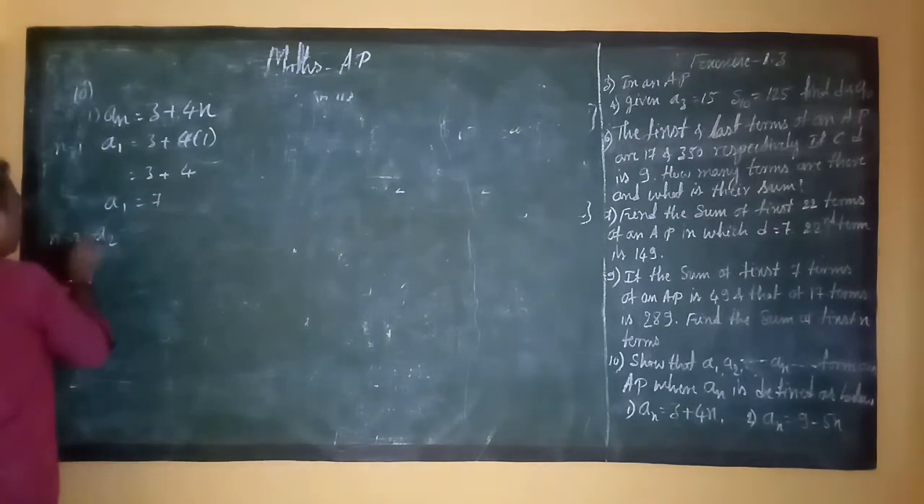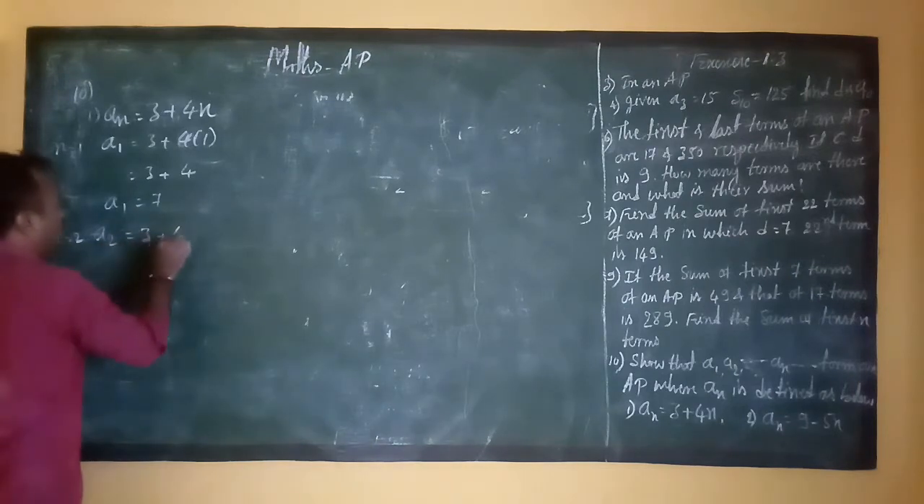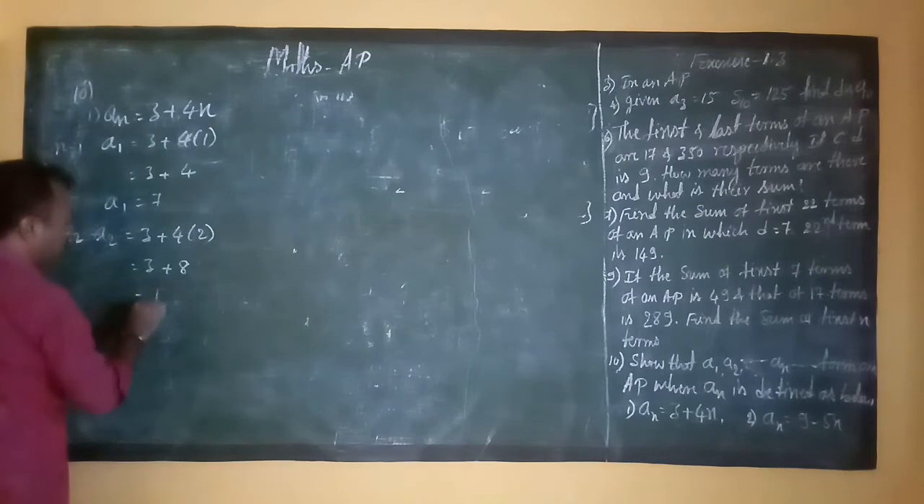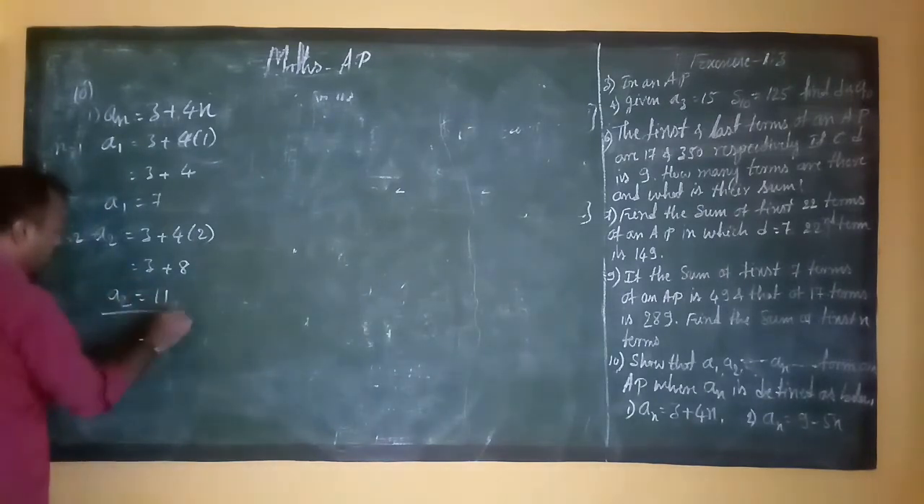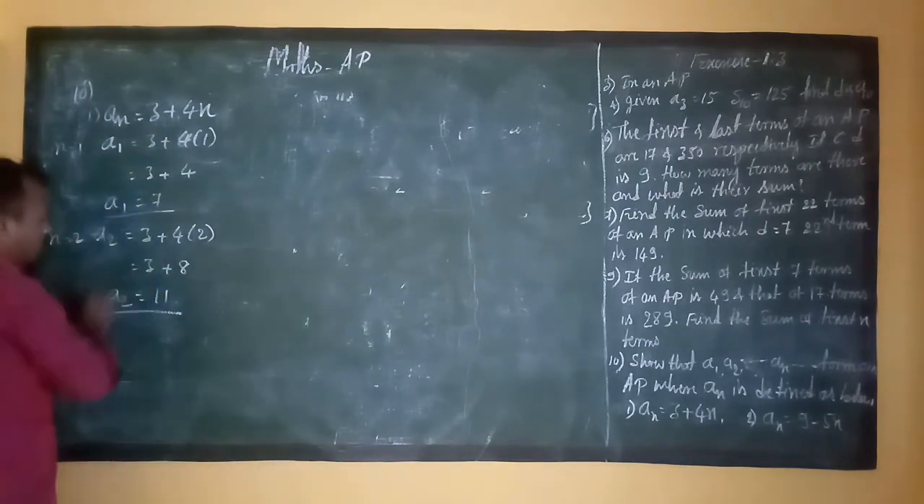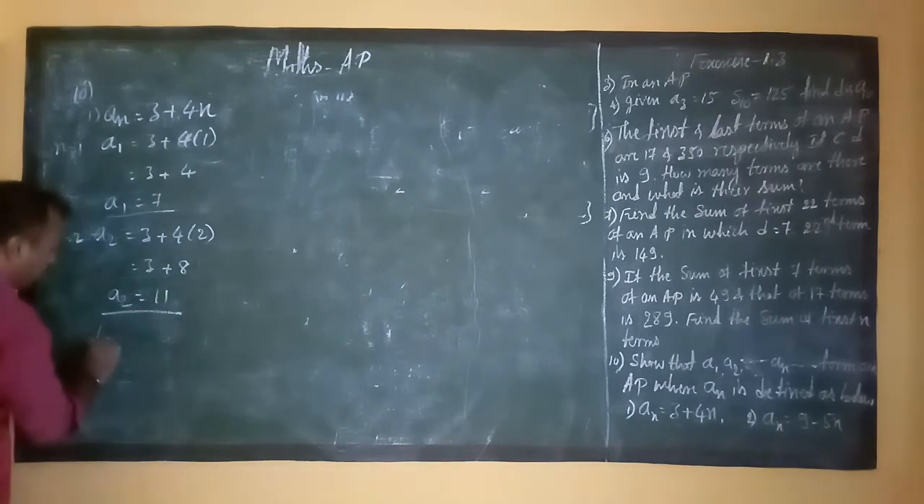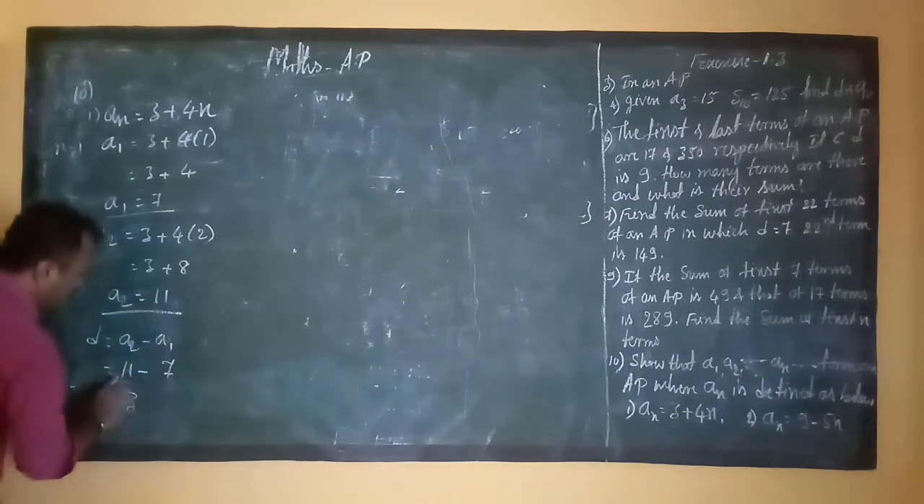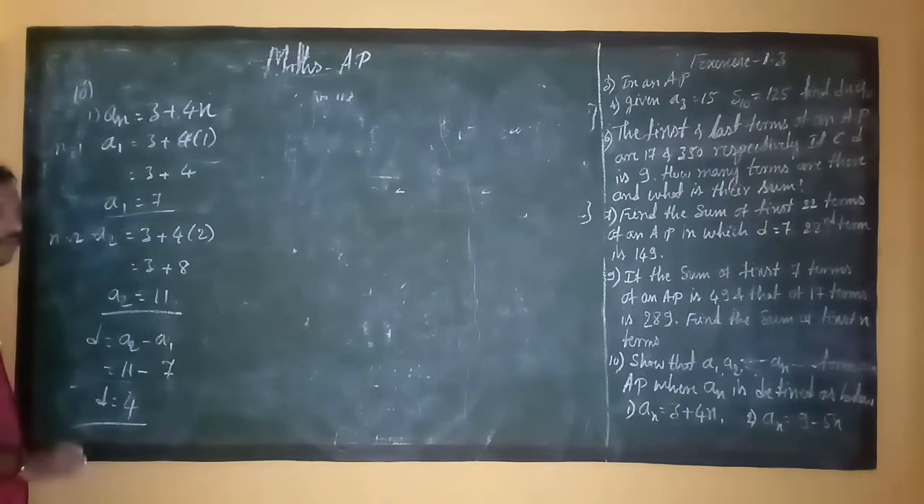Like that A2, that means n is equal to 2. So 3 plus 4 into 2, 4 twos are 8, 8 plus 3 is 11. That is A2. A1 is equal to 7, A2 is equal to 11. So finally we have to find A2 minus A1. That means 11 minus 7 is 4. This is the D value, 4.